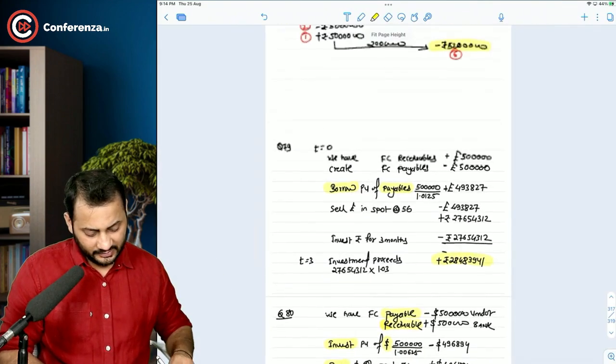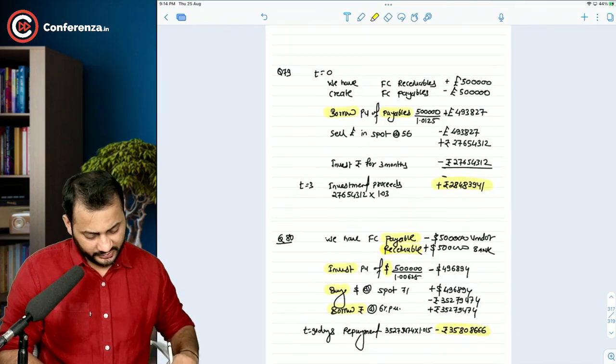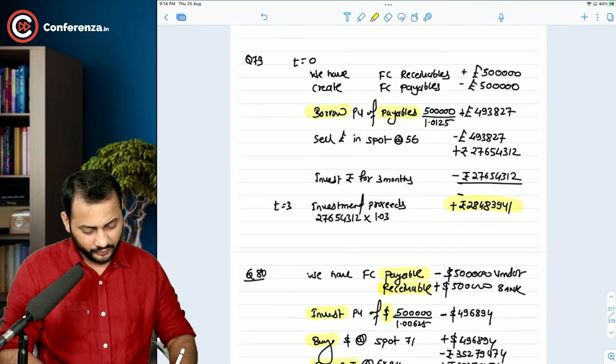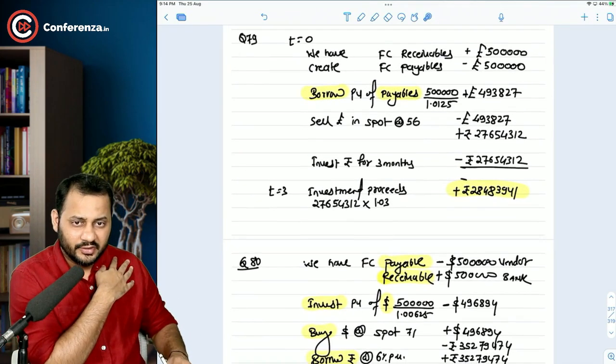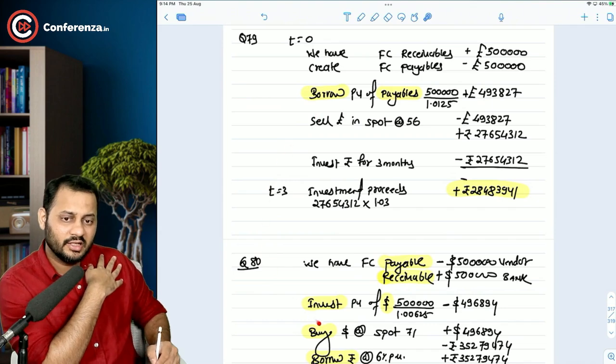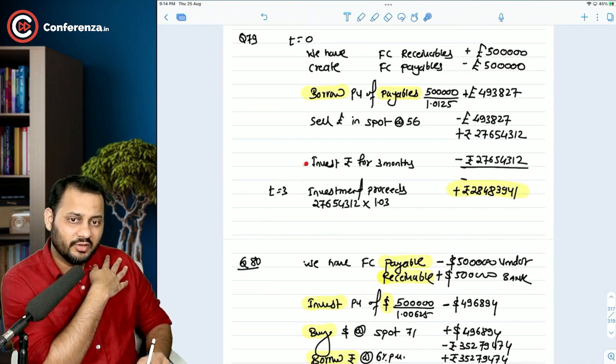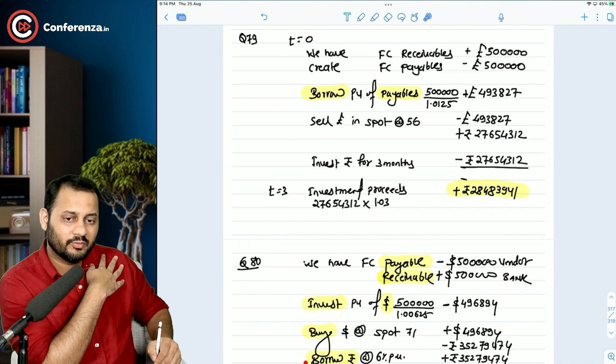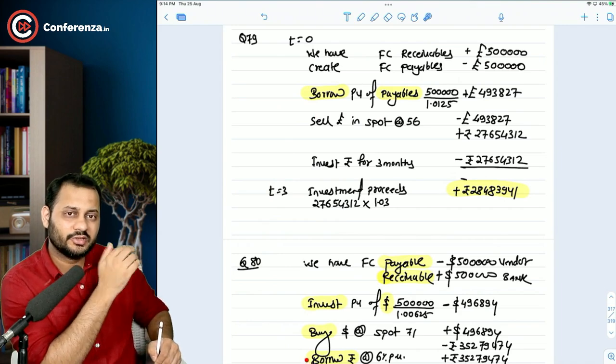And this is exactly opposite of the previous one. See, the previous question was of exports. So you can clearly compare that where we were borrowing, in this case we are investing. We were selling the foreign currency, we are buying the foreign currency. We were investing in rupees, we are borrowing in rupees. Exact opposite is going on.